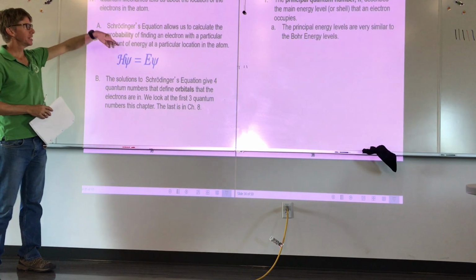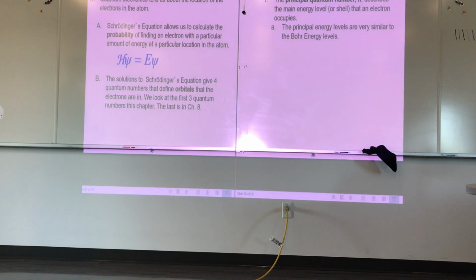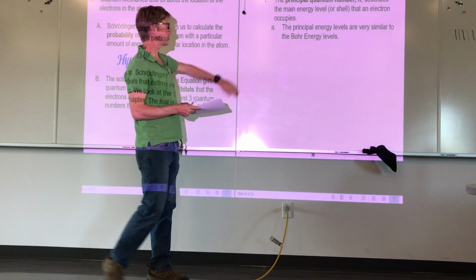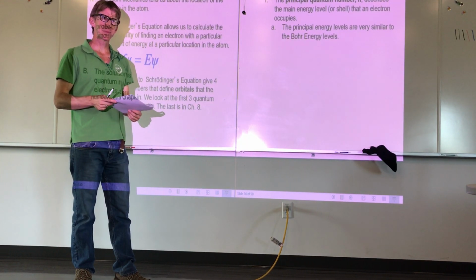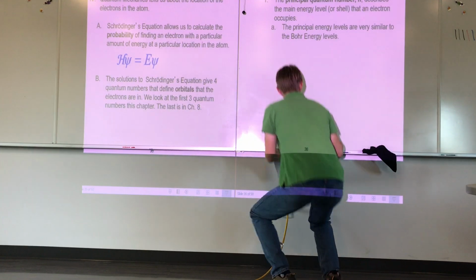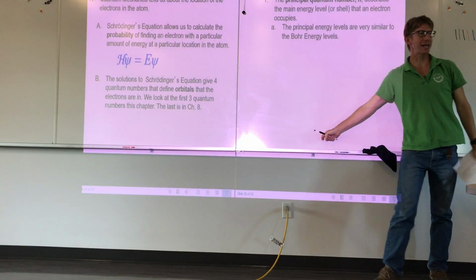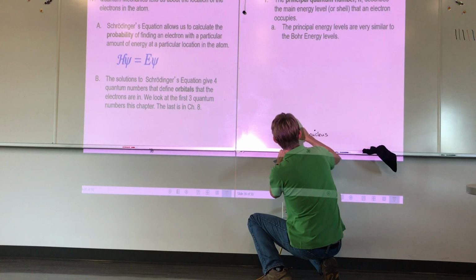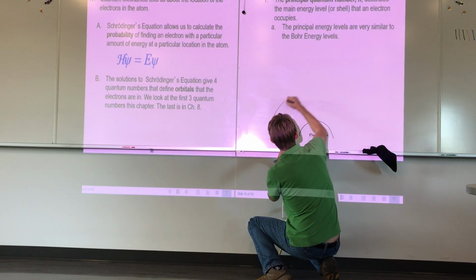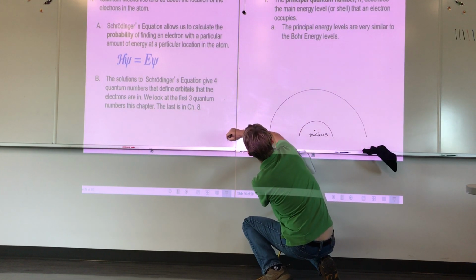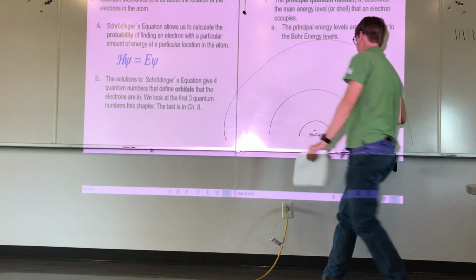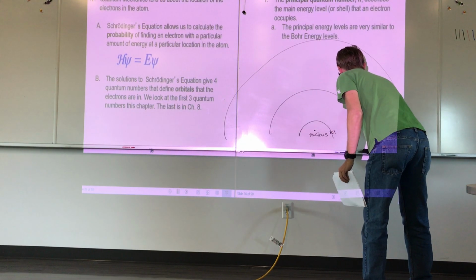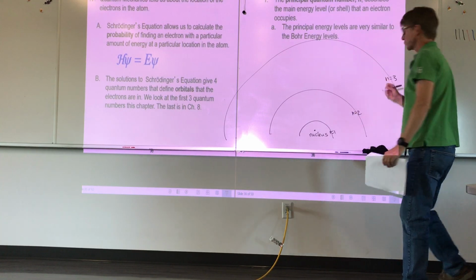Quantized orbitals too. All right, so the principal quantum number, that's n, describes the main energy level or shell that an electron occupies. The principal energy levels are very similar to the Bohr energy levels, and they go essentially like this. If that's my nucleus, this is n equals 1, n equals 2, n equals 3.